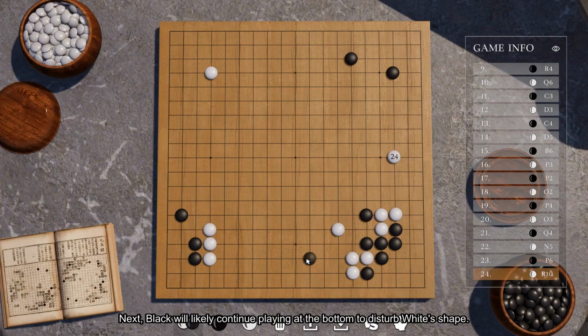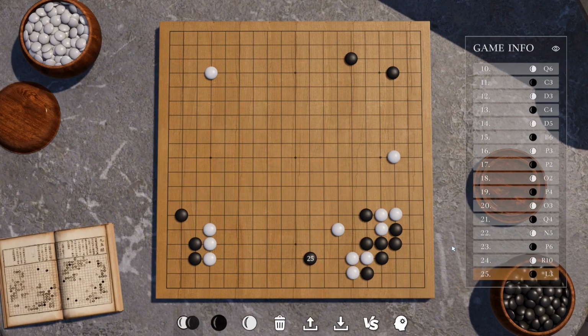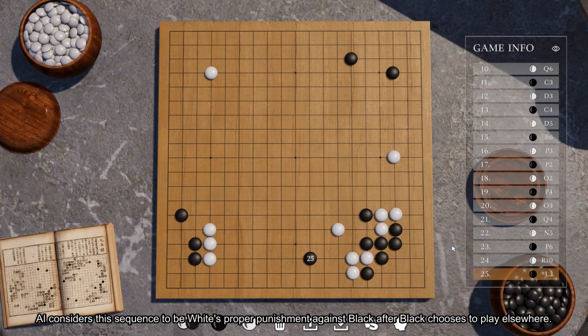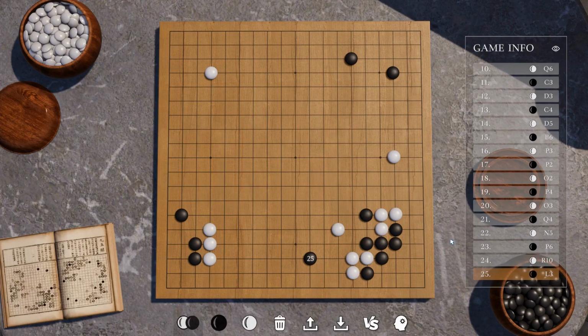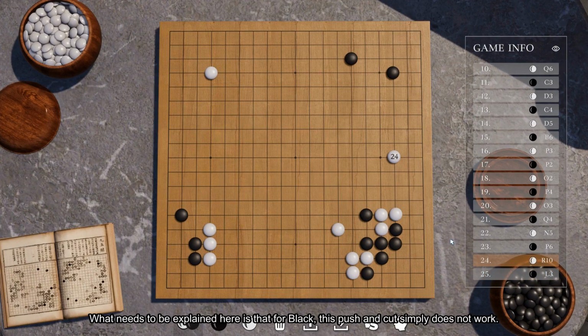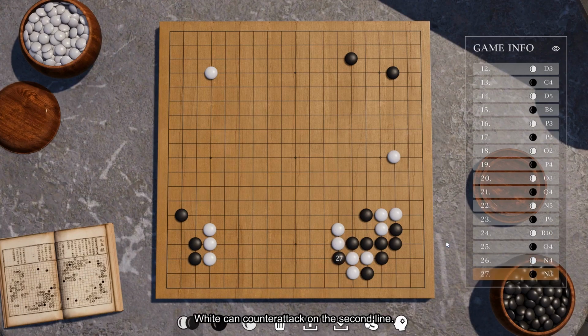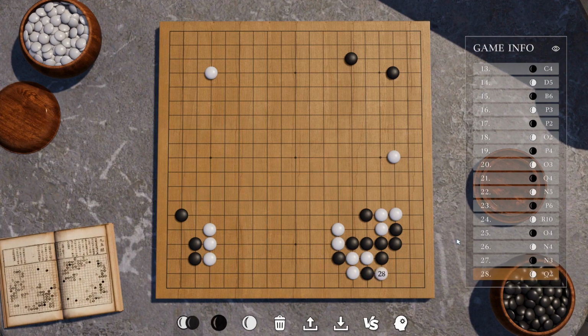Next, black will likely continue playing at the bottom to disturb white's shape. AI considers this sequence to be white's proper punishment against black after black chooses to play elsewhere. What needs to be explained here is that for black, this push and cut simply does not work. White can counterattack on the second line.